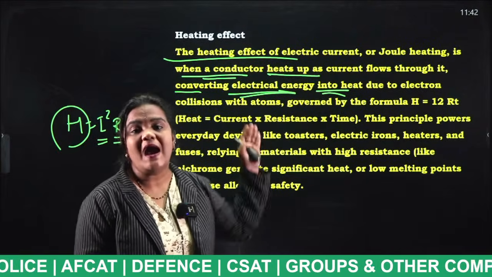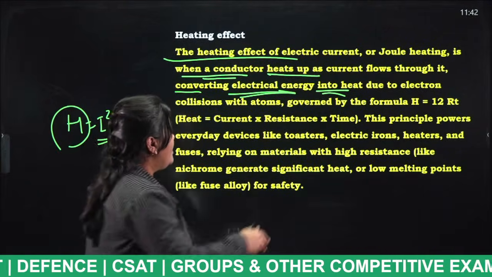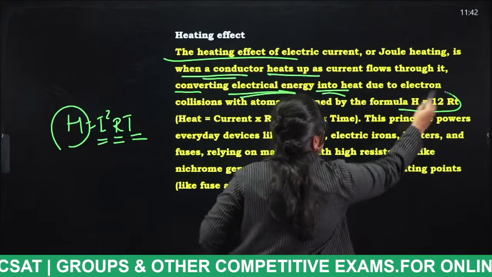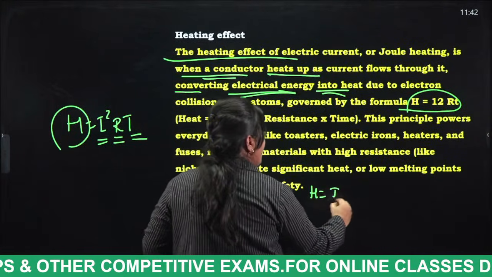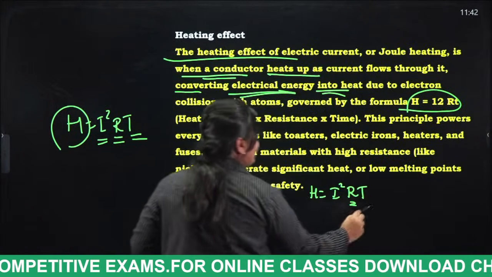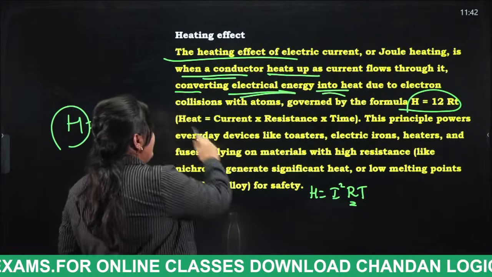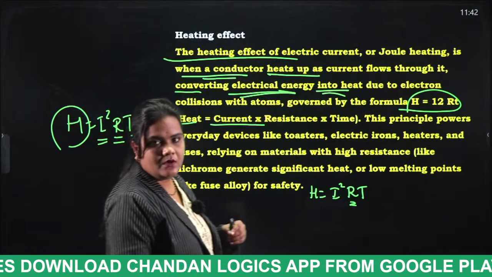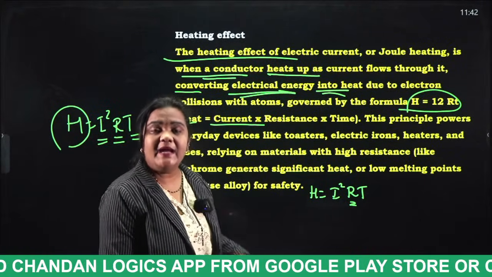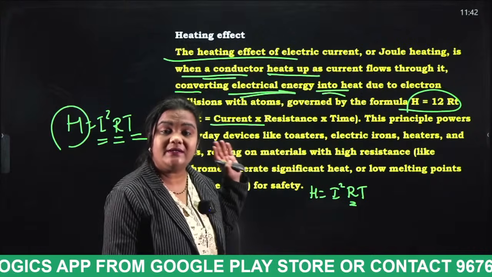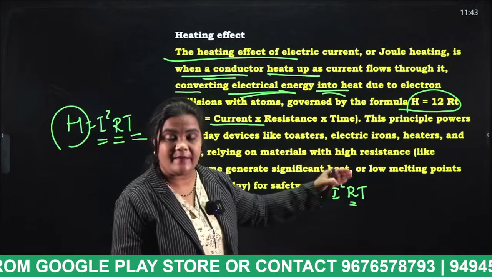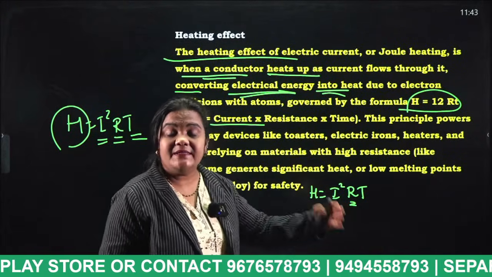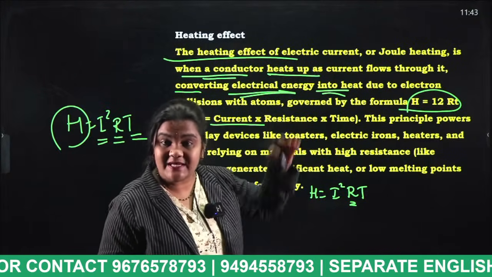H is equal to I squared RT. This is the formula. I is the current, R is the resistance, T is the time. Heat is equal to current squared into resistance into time. How is the heat generated? Heat is generated as the product of current squared, resistance and time. As time passes, the current flows through the resistance.